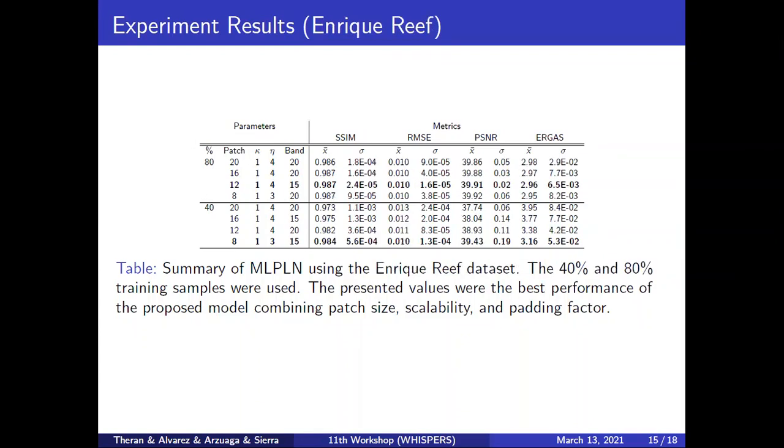For the Enrique Reef dataset, using a patch size of 12, a padding factor of 1, and scalability number 4, and using 16 bands, with 80% of the data for training, we got the best results. Even though using 40% of the data for training and a patch size of 8 with a scalability number of 3 and padding factor 1, we got a similar result.